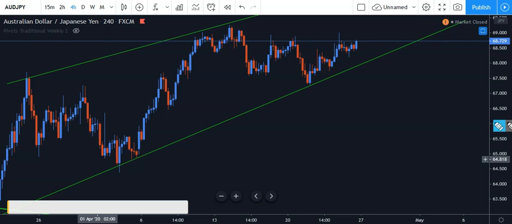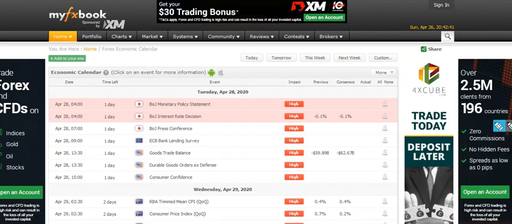This forecast is for April 27th 2020 to 1st of May 2020. We are going to look at the best trading opportunities for the week ahead, but first let's look at the fundamentals. What do we have in the market this week?